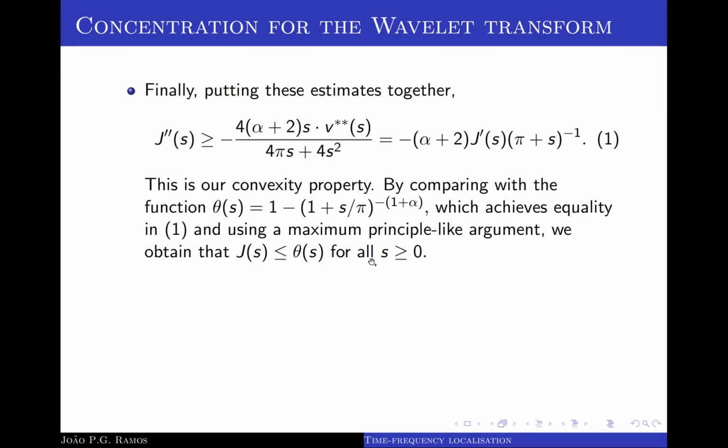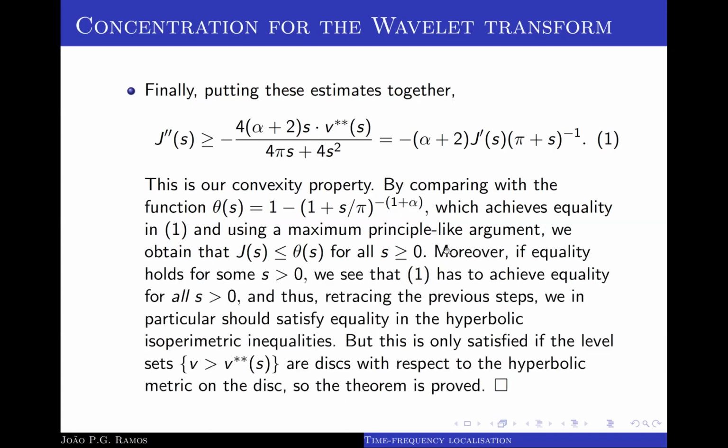So one just has to use a maximum principle like argument, which in dimension 1 is very simple. And one obtains that J of s is less than or equal to theta of s for all s greater than or equal to 0. And actually this alone already proves the result, because this theta of s is exactly what you get when you plug in a circle, a disk, in the concentration inequality.